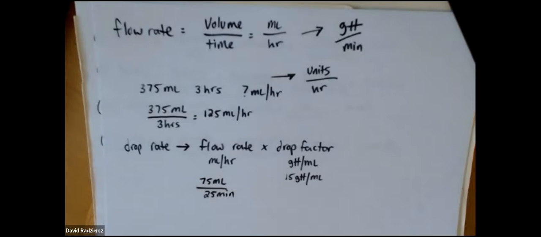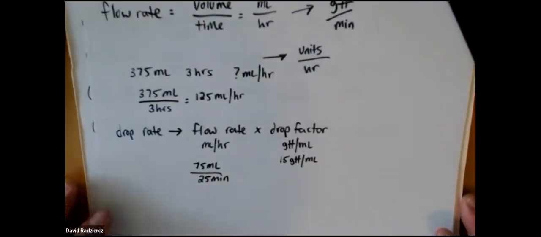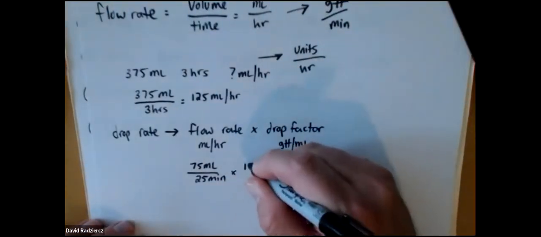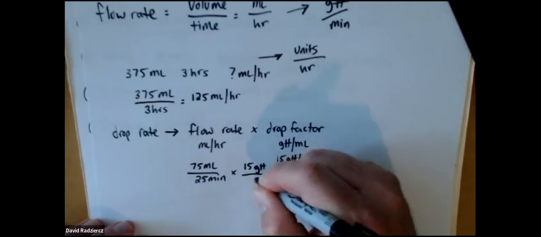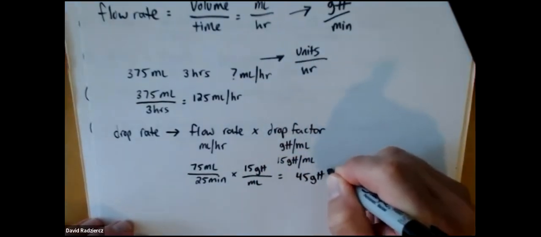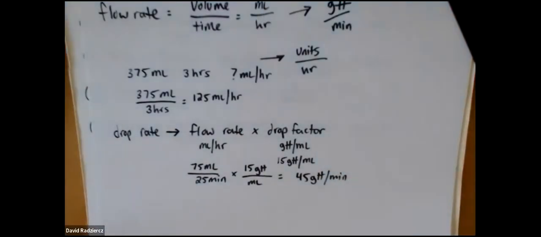Then it says, what is the flow rate in drops per minute? If it asks you the flow rate in drops per minute and you're looking for per minute, please don't convert this to hours, because then you just have to convert it right back to minutes. So don't do that. To answer this question, all you've got to do is multiply the flow rate by 15, and you'll get 45 drops per minute. That is how you would calculate flow rate.